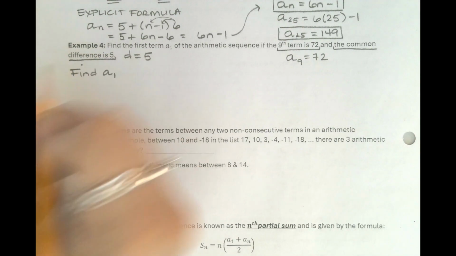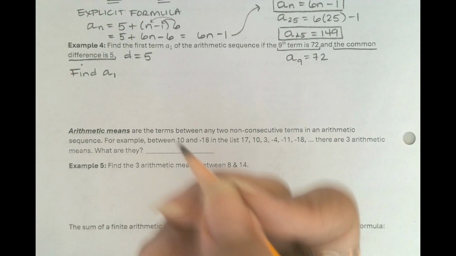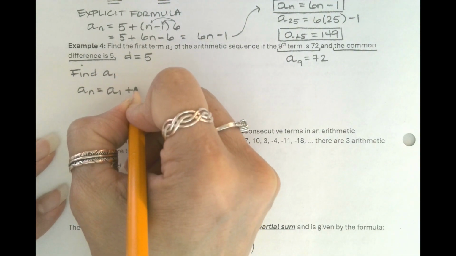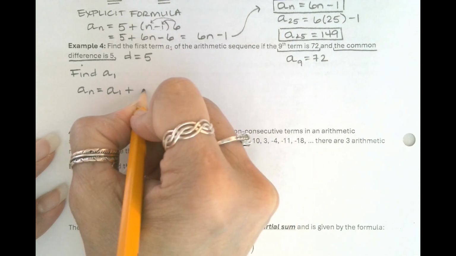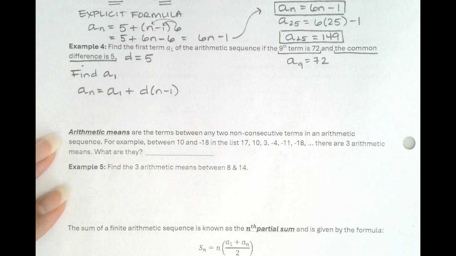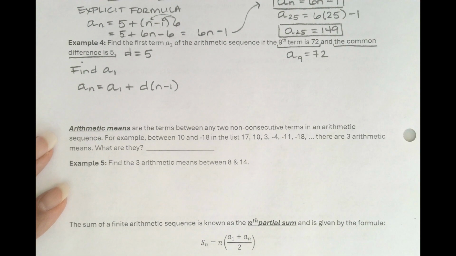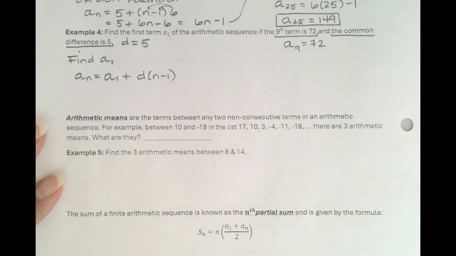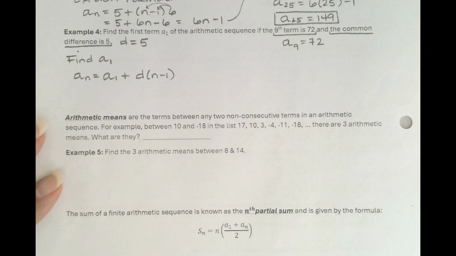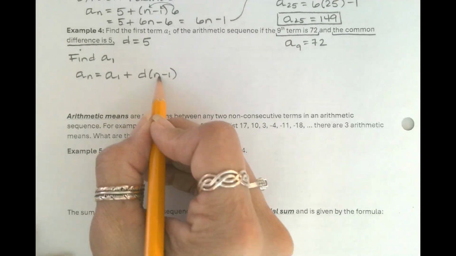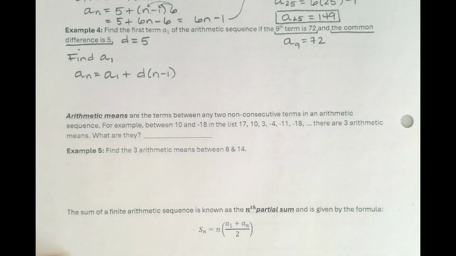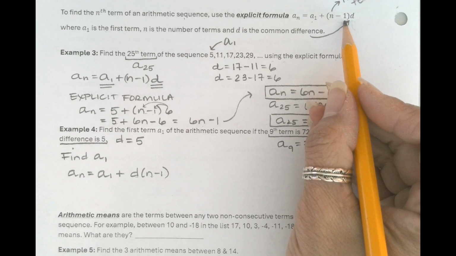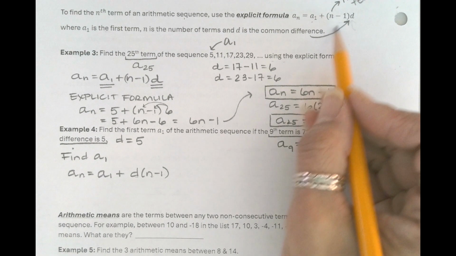Okay? So using the explicit formula, a sub n equals a sub 1 plus n minus 1 times d, or by the way, I meant to tell you guys, if you want to write it this way, d times n minus 1, that also is absolutely acceptable. Multiplication is commutative, so you can rewrite it like that. For some reason, most books like it written in this fashion, but anyhow, here goes.